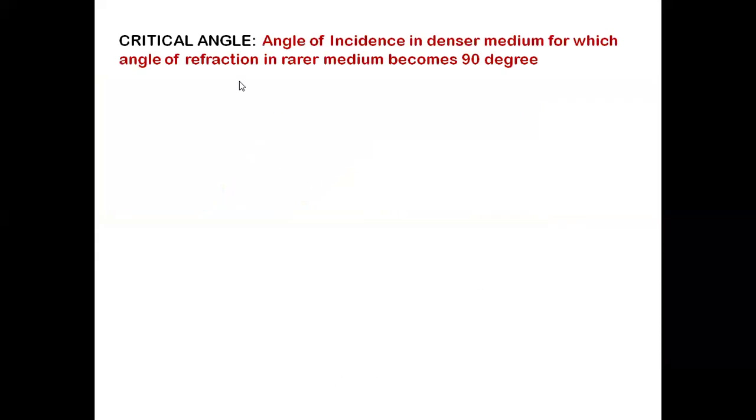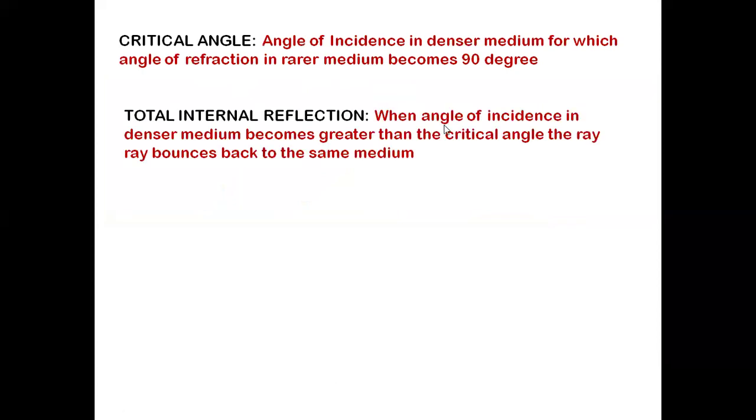Let us have some definitions. What is critical angle? The angle of incidence in the denser medium for which the angle of refraction in the rarer medium becomes 90 degree. What is total internal reflection? When the angle of incidence in the denser medium becomes greater than the critical angle, the ray bounces back to the same medium. So this phenomenon is total internal reflection. Light does not enter the rarer medium.